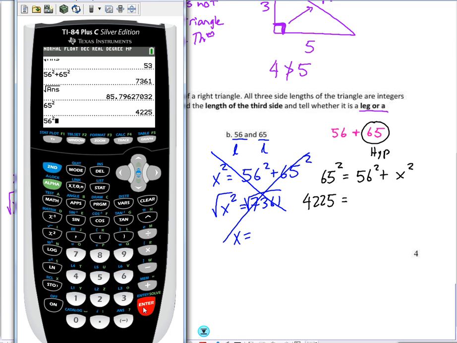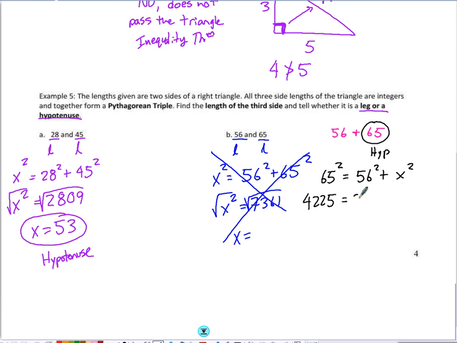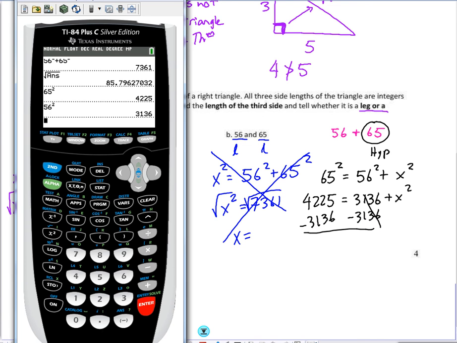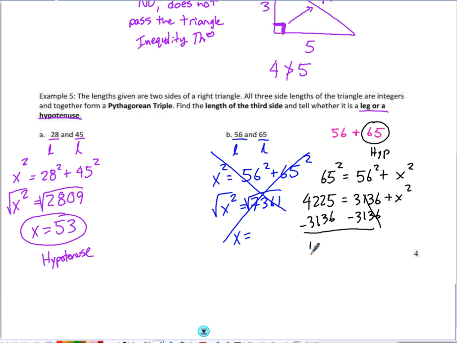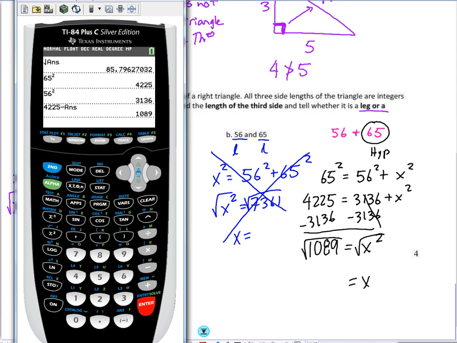And because they're on opposite sides, we're going to have to take the difference of those two numbers. So 4,225 minus 3,136 will give us a value of 1,089. Square rooting. When I square root that value, I end up with 33, meaning that it is a missing leg, and I know that this side of 33 is a leg of a right triangle.